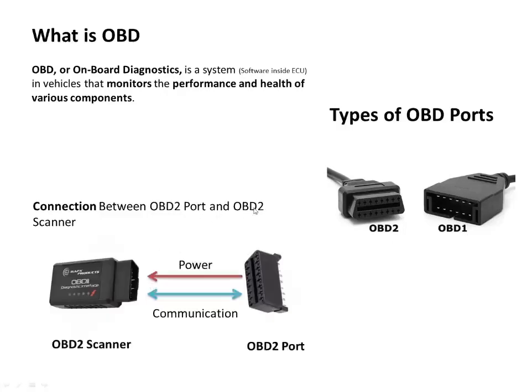Now, how is the connection made between the OBD2 port and the OBD scanner? These lines indicate the power on which the OBD2 scanner powers on, and the other line indicates the communication on which the OBD2 scanner actually communicates with the OBD2 inside the CPU.